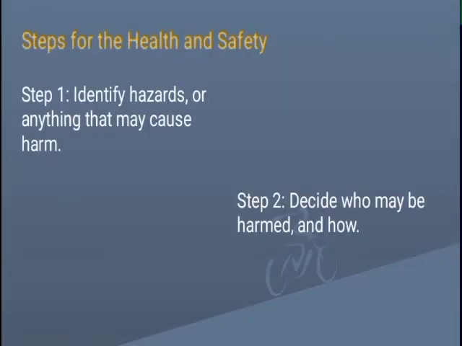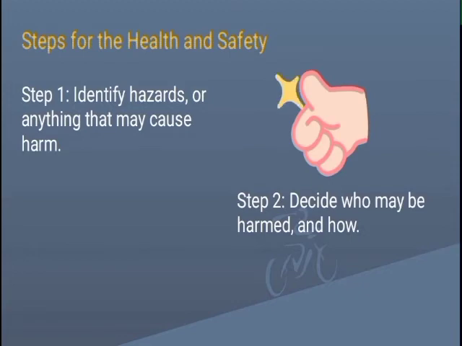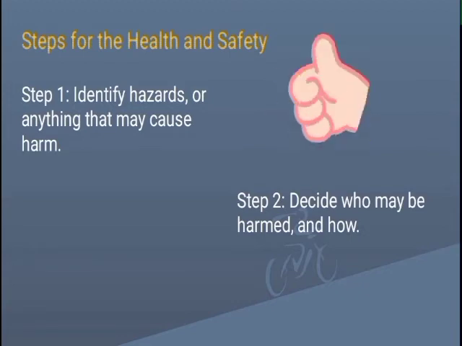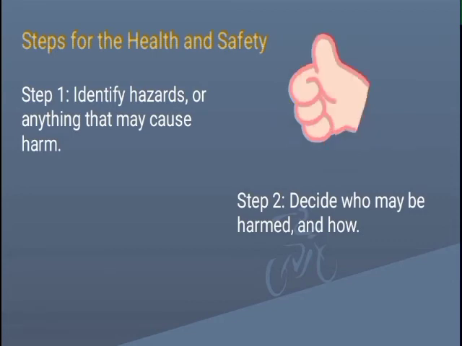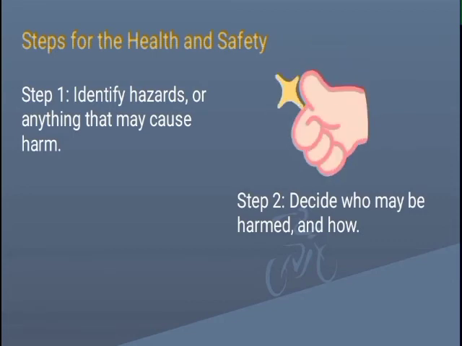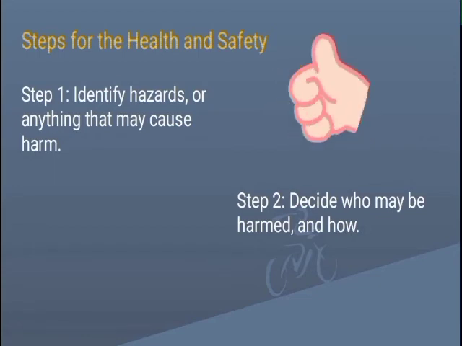So now, let's proceed to the steps for the health and safety of the hospitality industry. Step 1. Identify hazards or anything that may cause harm. Employers have a duty to assess the health and safety risks faced by their workers. Employers must systematically check for the possible physical, mental, chemical, and biological hazards.